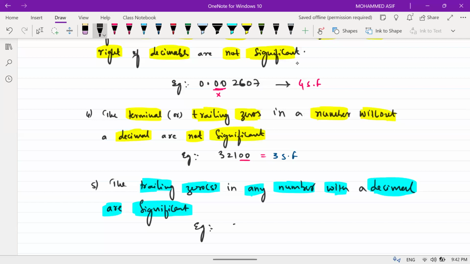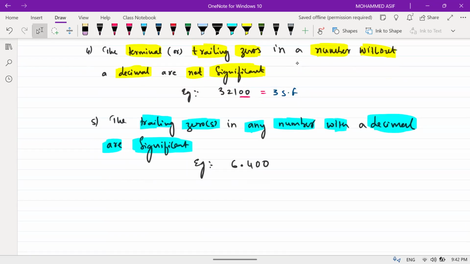Like, for example, if I take 6.400, how many significant figures can you tell me? 4. Or take this number, 0.09600. Number of significant figures? See, the trailing zeros in any number with a decimal are significant. Now after the decimal there is 96 and 00. These 2 zeros are also significant here. So the total number of significant figures is 1, 2, 3, 4. It has 4 significant figures. Now see, this number is lesser than 1, and I told you that whenever a number is lesser than 1, the zeros right after the decimal are not significant. So 9600 are significant. So it also has 4 significant figures. Am I clear?